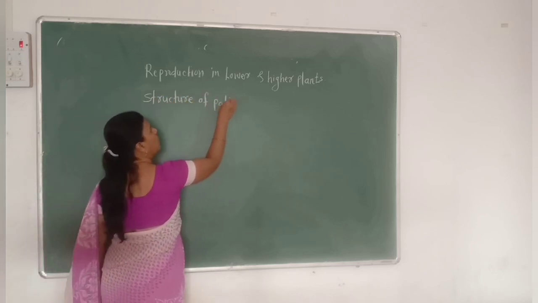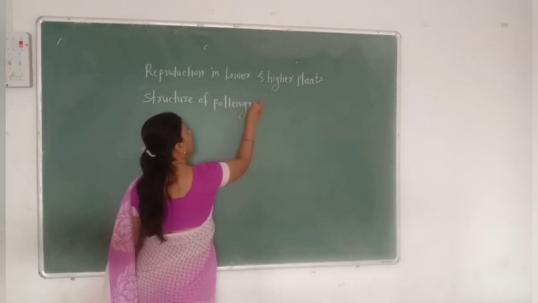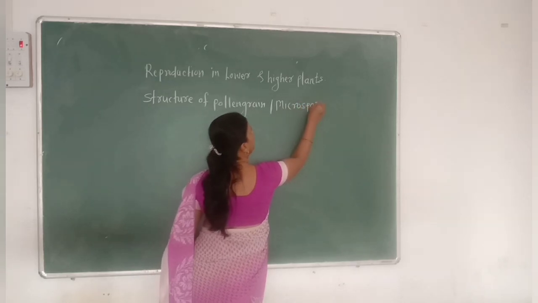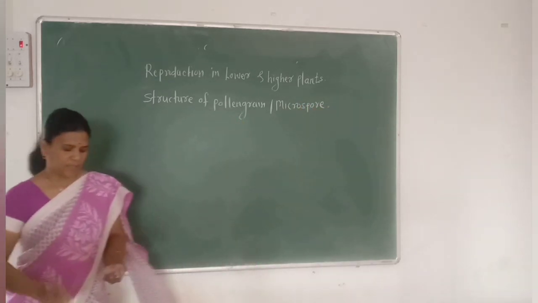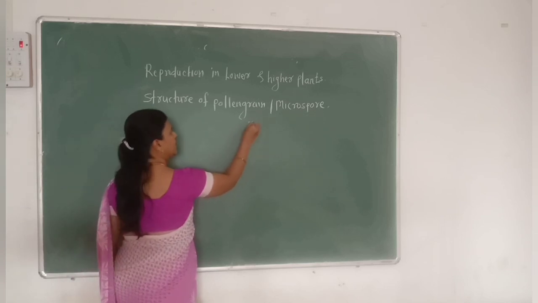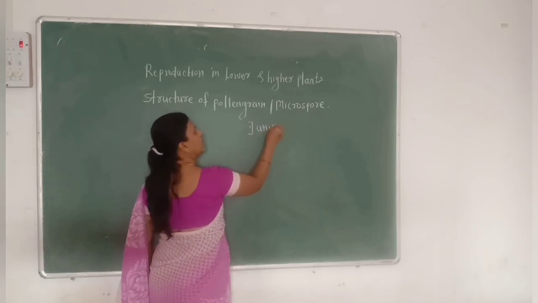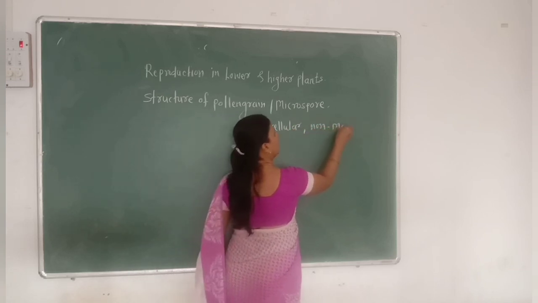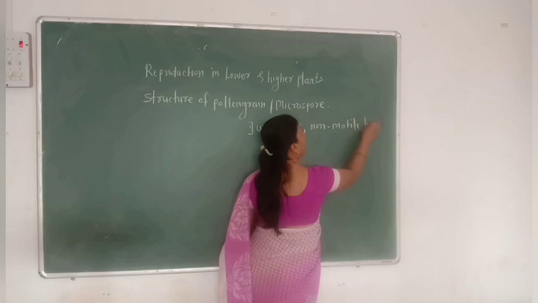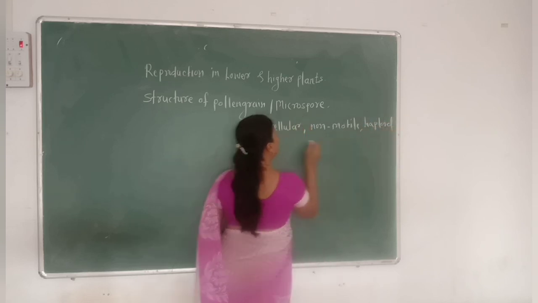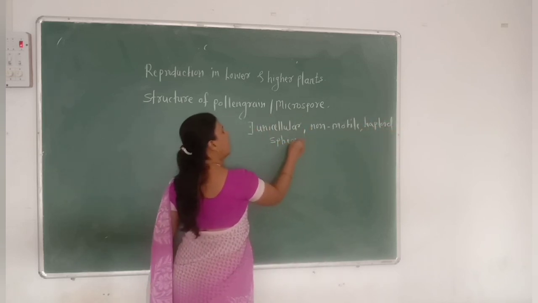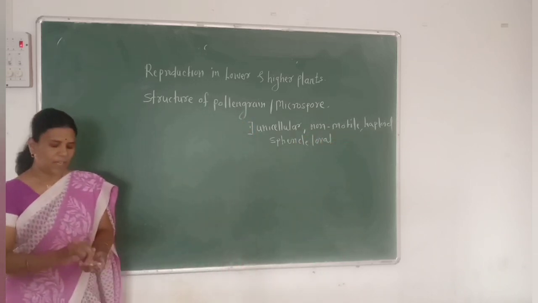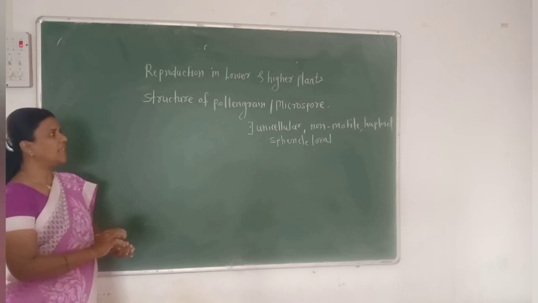Structure of pollen grain, or it is also called a microspore. These pollen grains are unicellular, non-motile, haploid, spherical or oval structures developed in the fertile part of the stamen, that is called the anther.